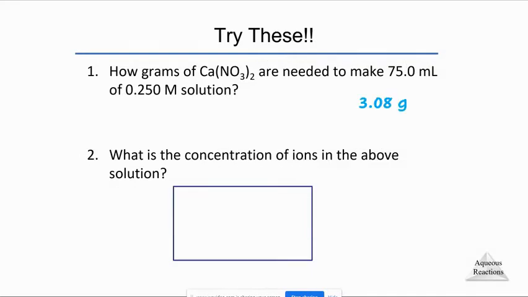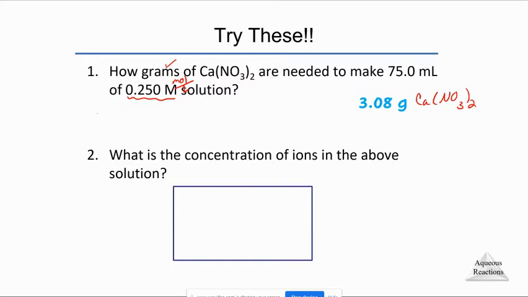For the first question, we get about 3.08 grams of calcium nitrate, Ca(NO3)2. Knowing that molarity is really moles of solute per liter of solution, and thinking about the fact that we want grams, I'm going to use molarity as a conversion factor. You could just plug it into the formula, and you have this formula, or at least a word version of it, on your equation sheet. But here's what my process is going to look like.